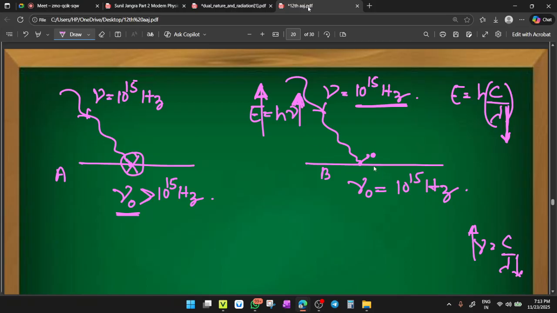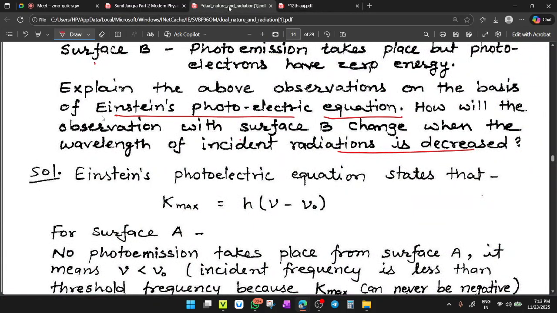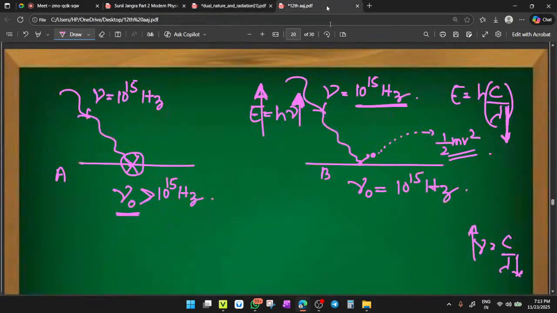Okay, so it will be beyond the work function. If the total energy of the radiation is more than the work function, then definitely the electron will have some kinetic energy and it will be moving, having some maximum kinetic energy. Okay, so here the question is to explain this observation on the basis of Einstein's photoelectric equation. So write the Einstein photoelectric equation.